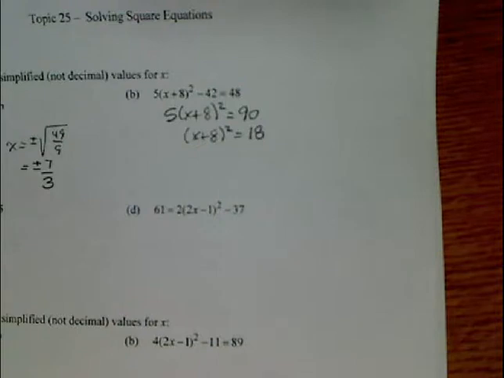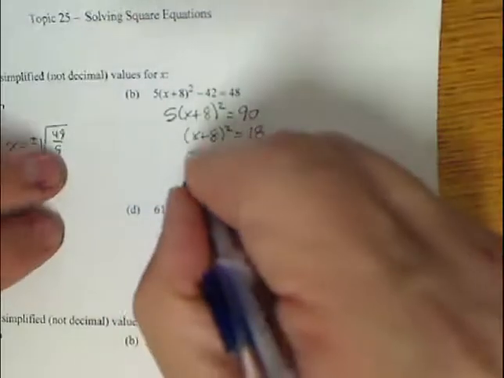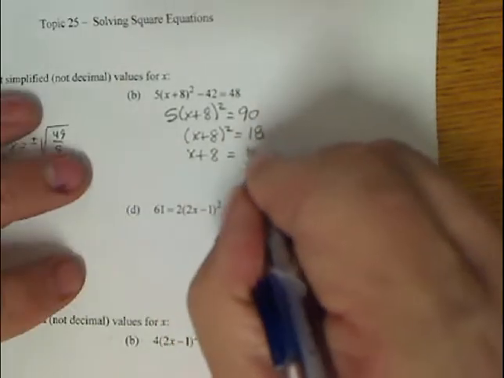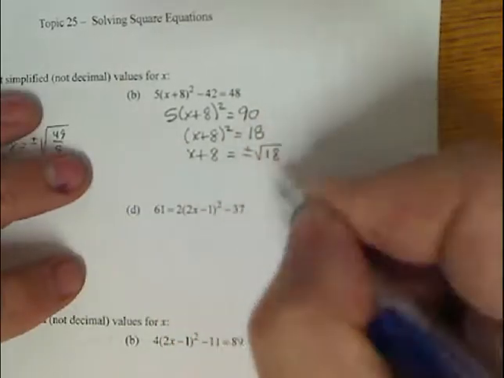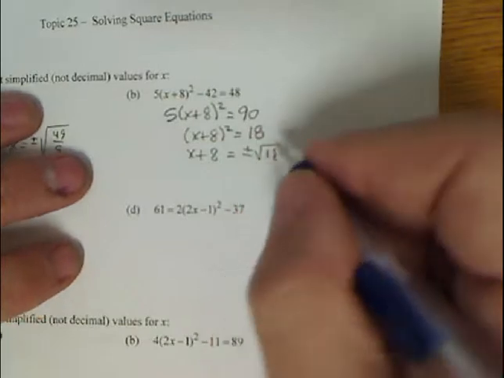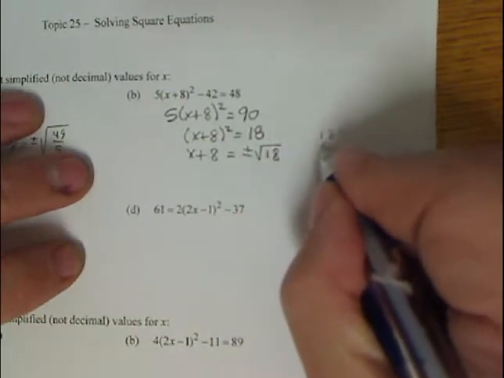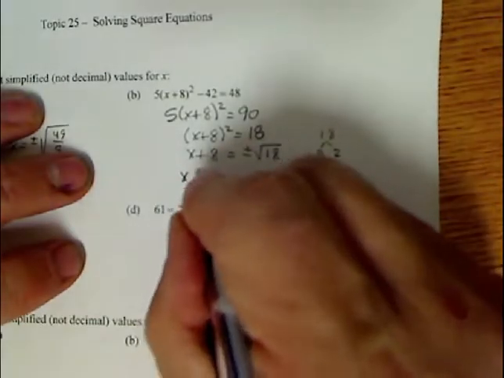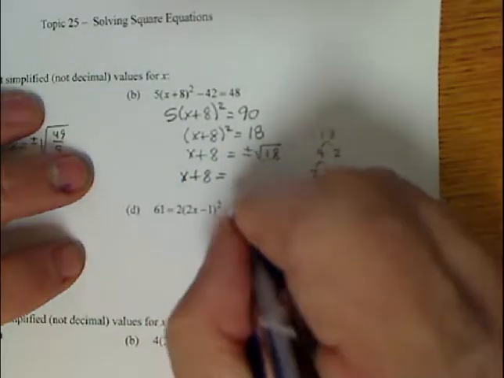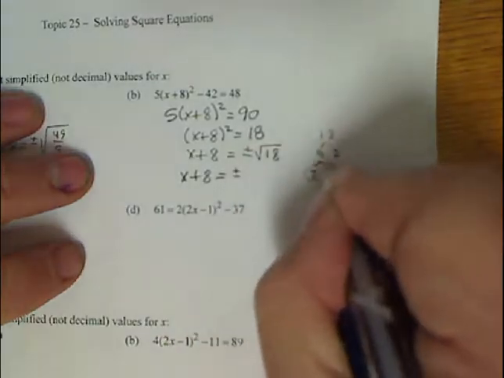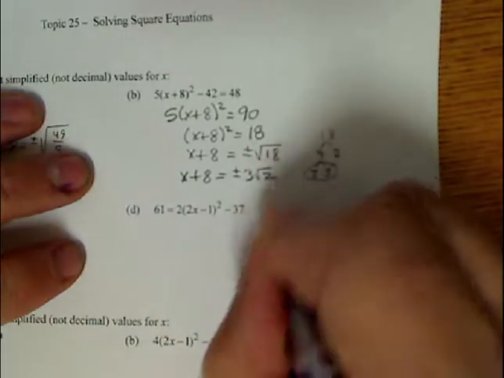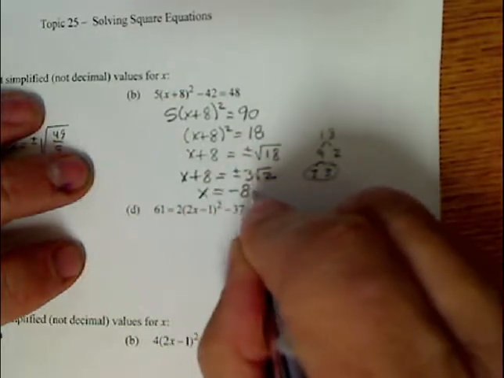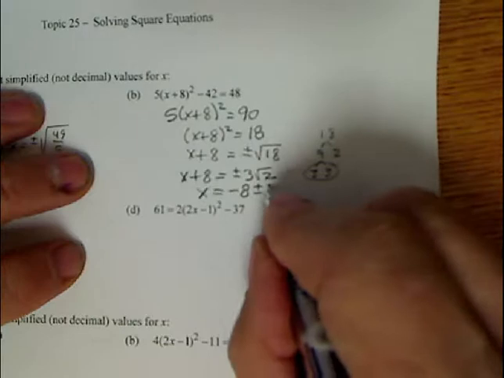Okay, then I'm going to take the square root. So it's x plus 8 is equal to plus or minus the square root of 18. So remember how I did plus or minus. Now 18 we can simplify. 18 is 9 times 2, 3 times 3, so I've got x plus 8 is equal to plus or minus, I could take out a 3. Then my final answer, I got to move the 8 to the other side. I get negative 8 plus or minus 3 root 2.